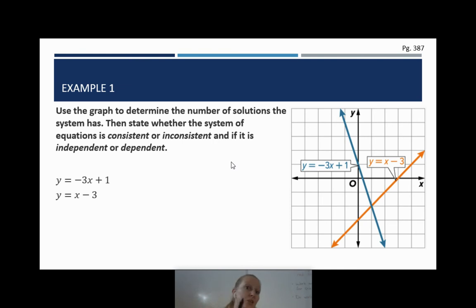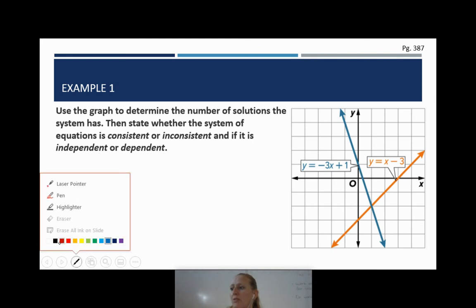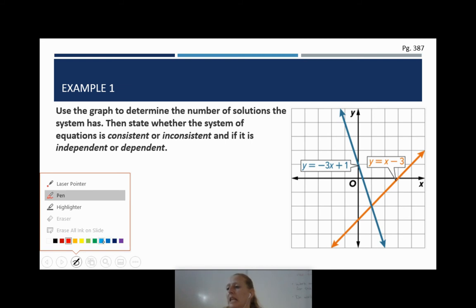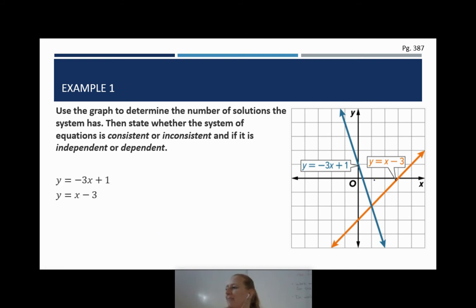All right, we said a solution is any point that hits both lines. It's true for both equations, right? Not just one, it's got to be true for both of them. So with that in mind, and actually we'll grab another color so we can see it a little better. I'm going to use purple.